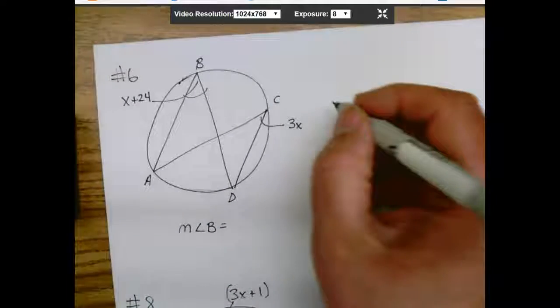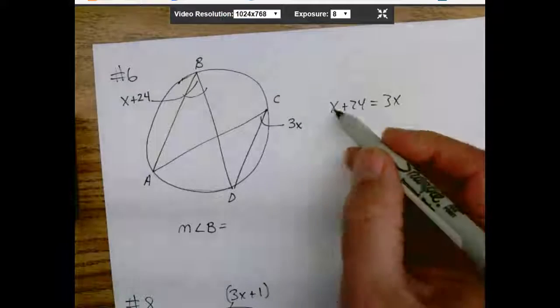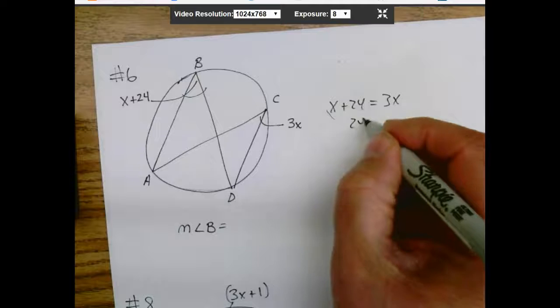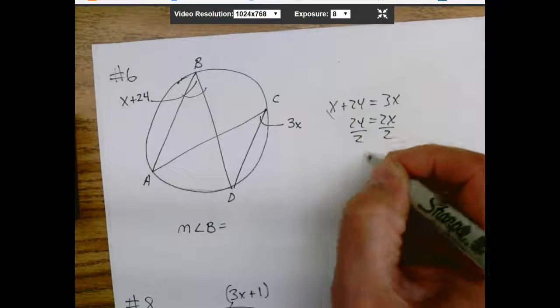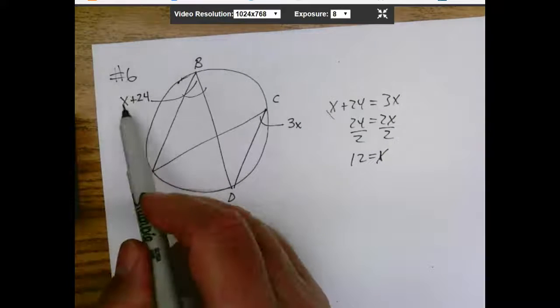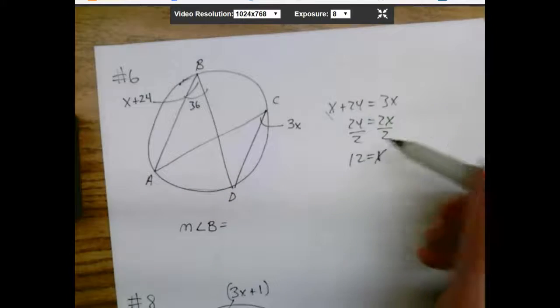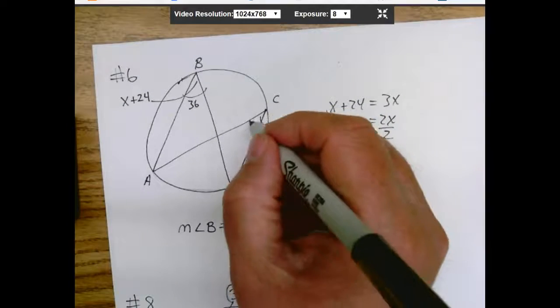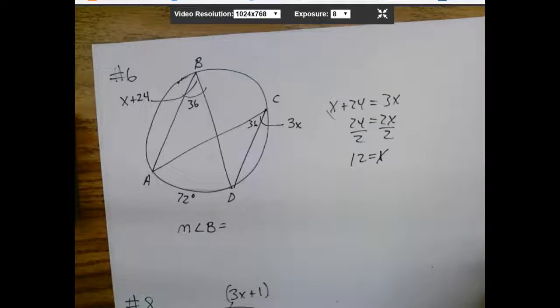Okay. So we just go x plus 24 equals 3x. Going to minus an x. It's going to be 24 is 2x. And then x divided by 2, 12 is x. So then we go 12 plus 24 is 36. And we go 3 times 12 is 36. And we know this is 72 degrees. Alright? And let's look at another one.